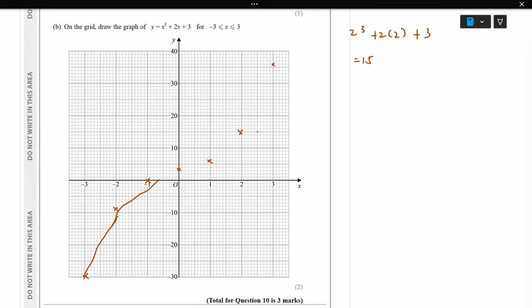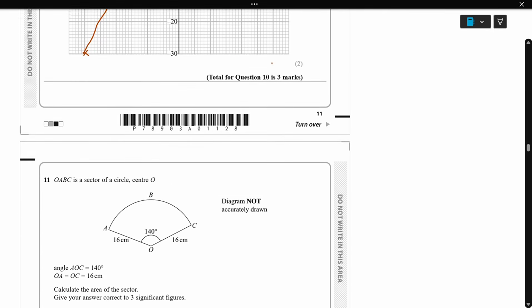So just draw the graph curve. We cannot use the ruler, it is just freehand drawing. It has to connect all the points. Sorry, here I couldn't draw it properly. Okay, so with the hand, yep.